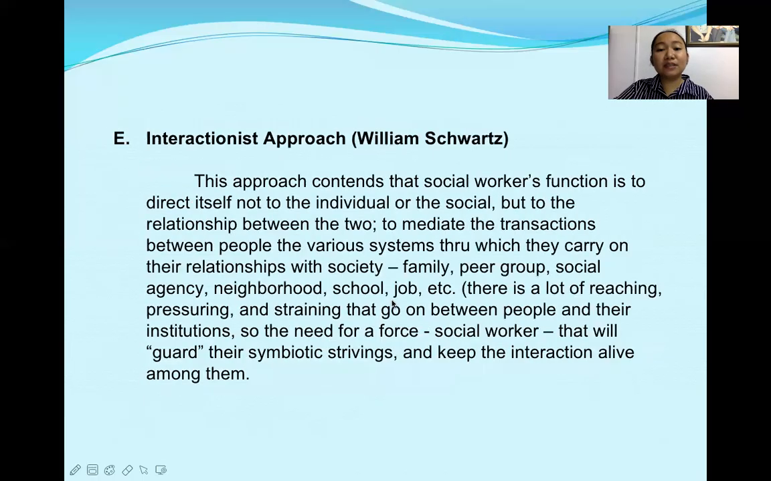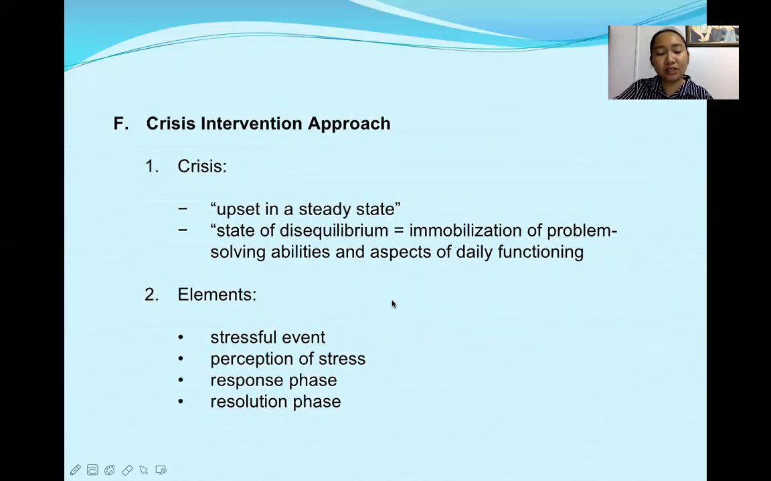Then the interactionist approach is utilizing the function of the group so that the social worker will act as the mediator, especially in transactions that would call for linking the different systems. How can an individual be linked so that they will have better experience in their work, in their community, and their school or organization? So the interaction among them.